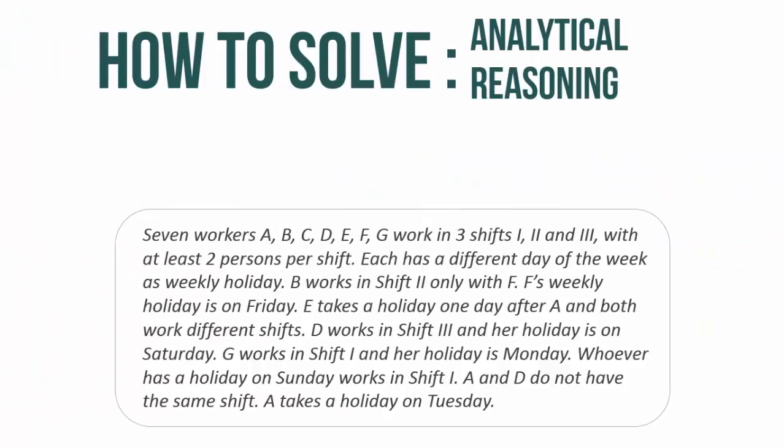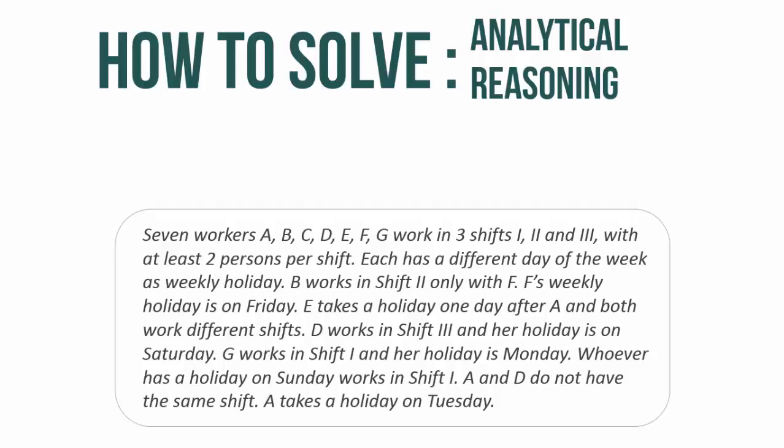Look at this paragraph. 7 workers, A, B, C, D, E, F, and G, they work in 3 shifts, shift 1, shift 2, and shift 3, with at least 2 persons per shift. Each has a different day of the week as a weekly holiday. B works in shift 2 only with F. F's weekly holiday is on Friday.